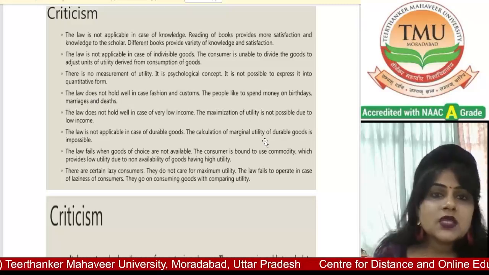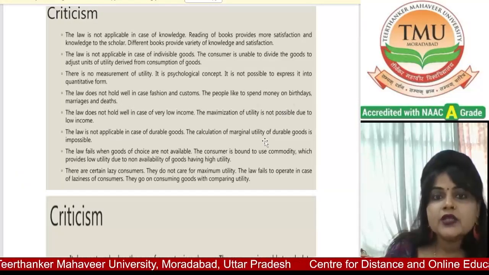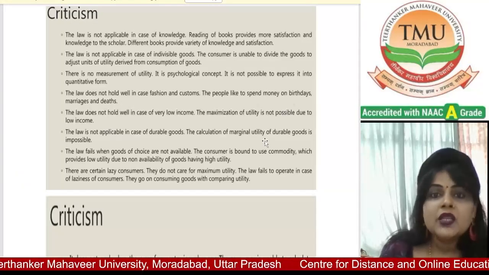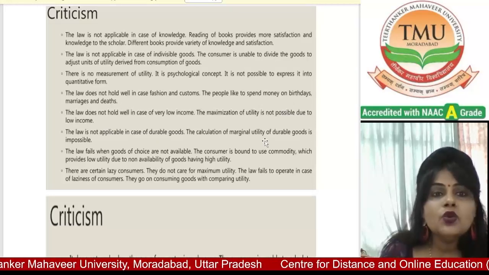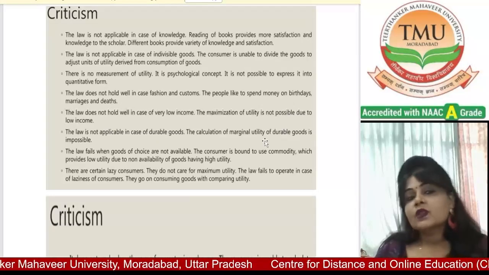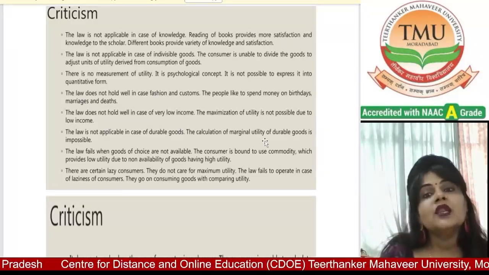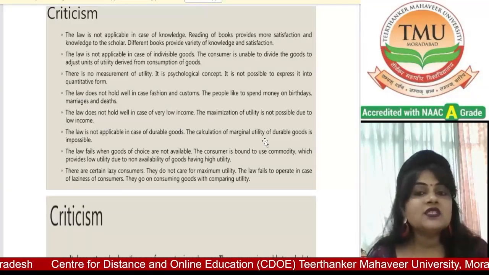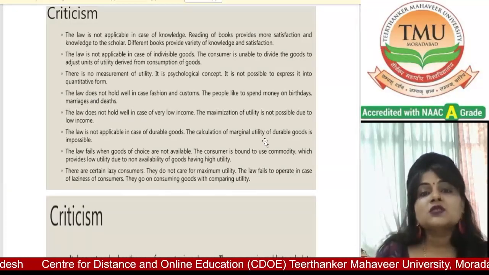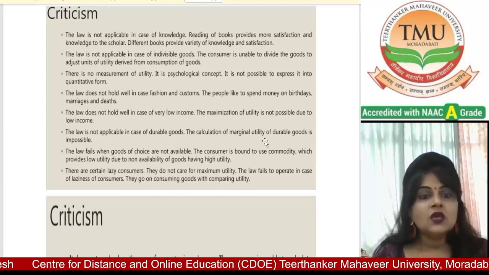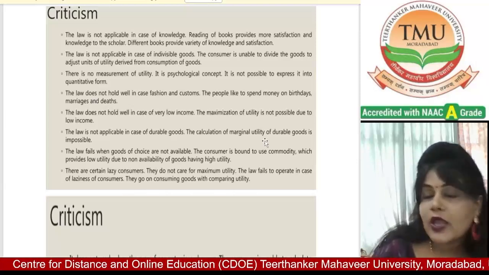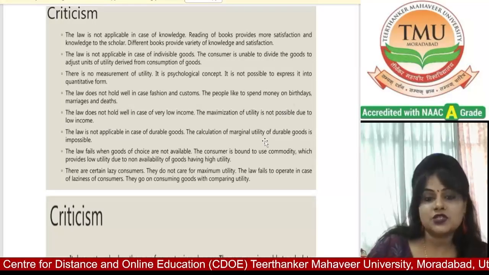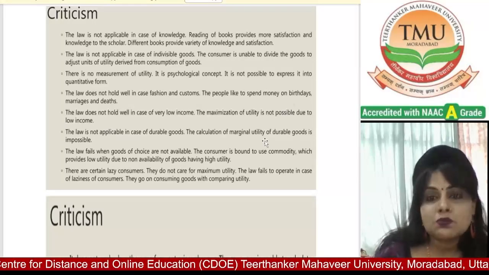Next, there is no measurement of utility. It is a psychological concept. It is not possible to express it in quantitative form. The consumer sees only his living standard, his customs, and his fashions. He does not aim to get the maximum level of satisfaction. He only spends his money.